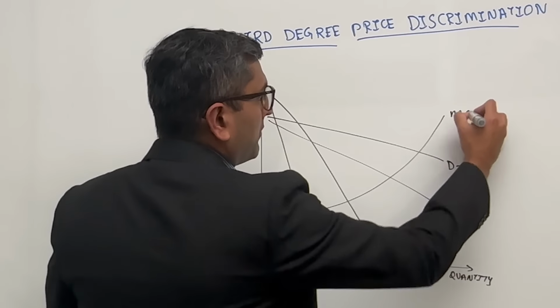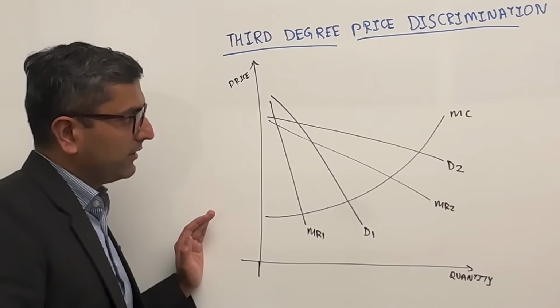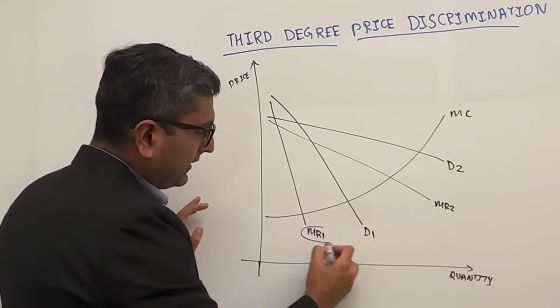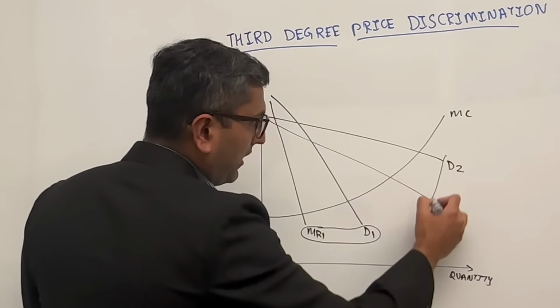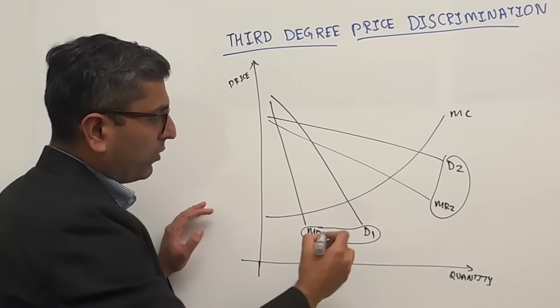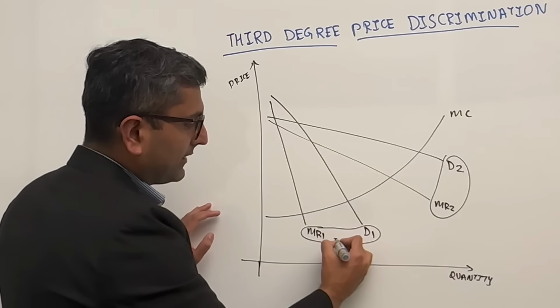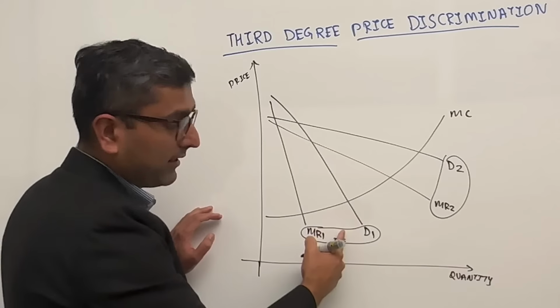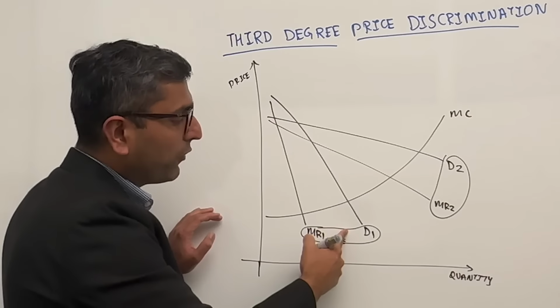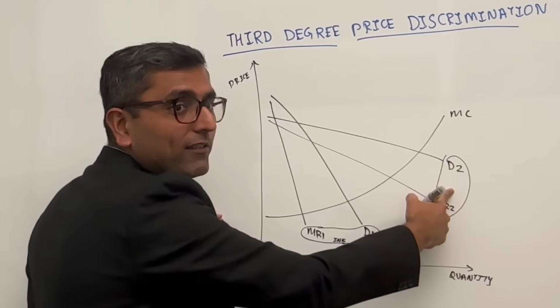Usually MC, marginal costs, would keep going up. So now that we have these two demand curves, this being highly inelastic, the traveler who is traveling for work, and this the traveler who is traveling for leisure.